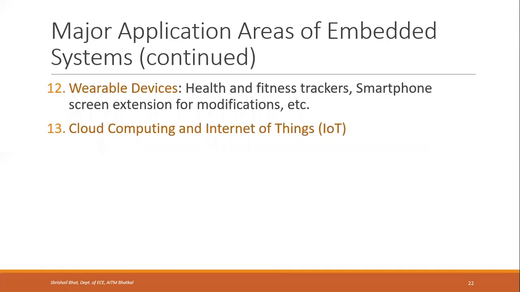Then some wearable devices. You have health and fitness trackers, smartphone screen extension for notifications. These are all examples for wearable devices like your smart watches or Fitbit and other things. Then you also have cloud computing and Internet of Things. These are new upcoming applications of embedded systems.